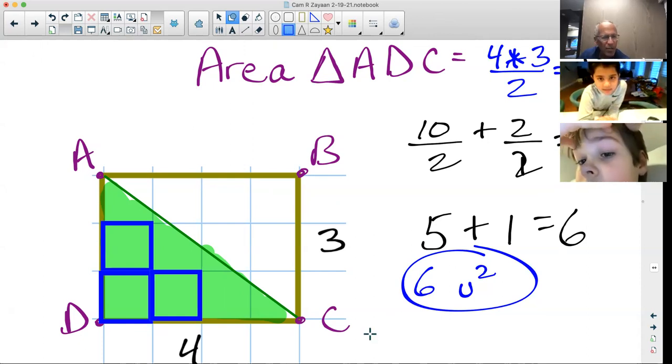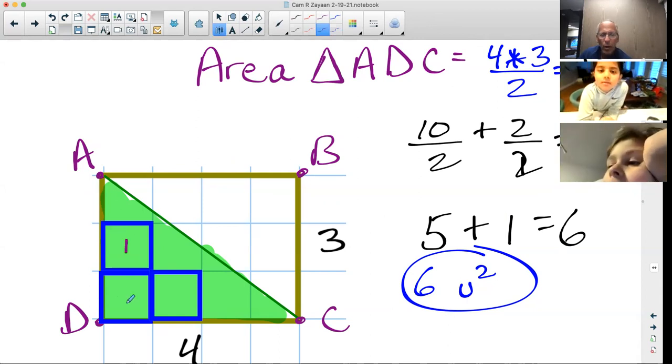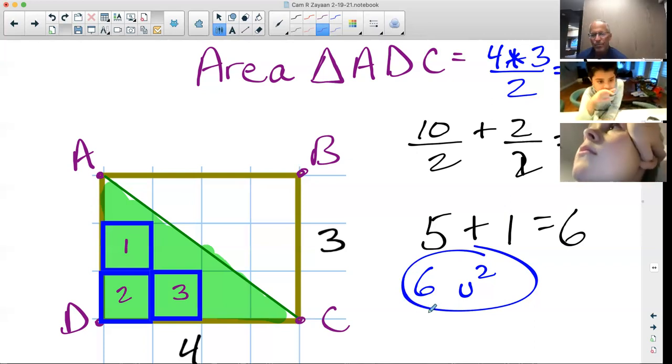Because the picture has vertices you can name. They've got squares, which I'm going to just name square 1, square 2, and square 3. Where do we get the other 3 square units?